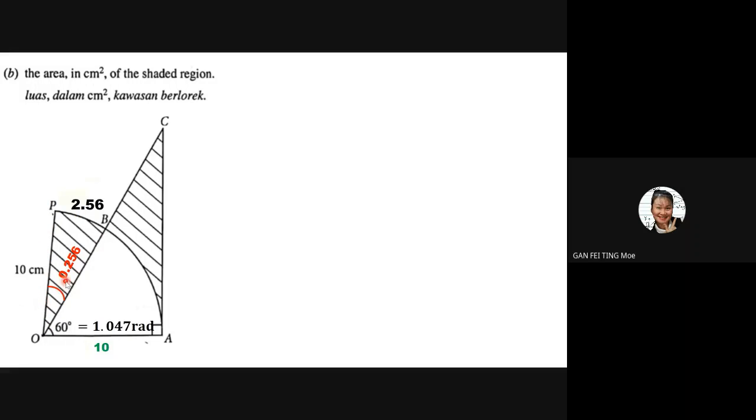Can I have someone to answer this, how you get this formula untuk area? Okay, someone on the mic and let me see. Alicia, are you there? Tell me the formula for sector POB. 1/2 r squared theta. Okay, very good. Let's go back here with this one.